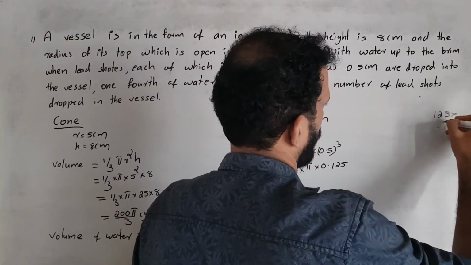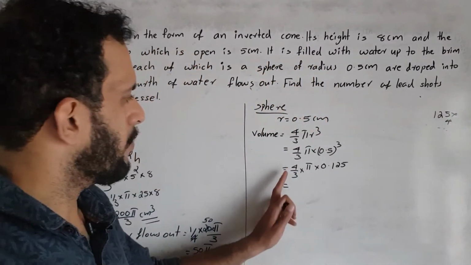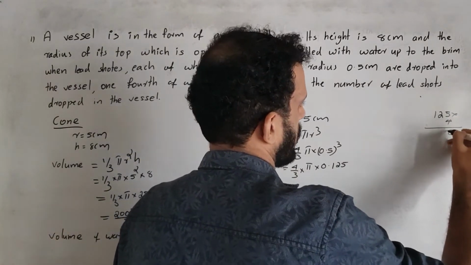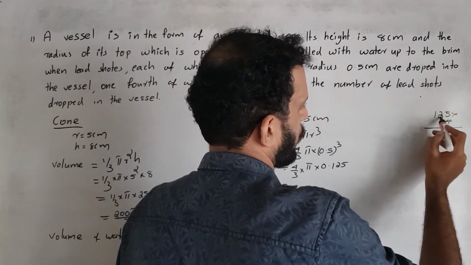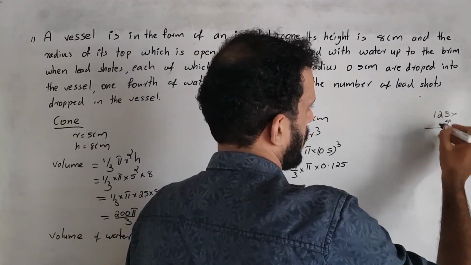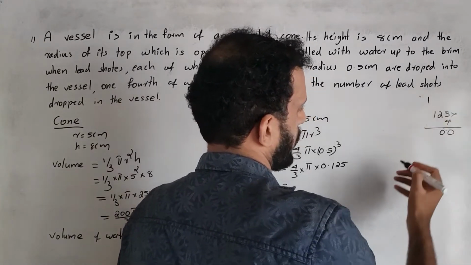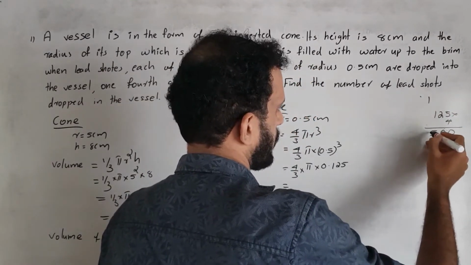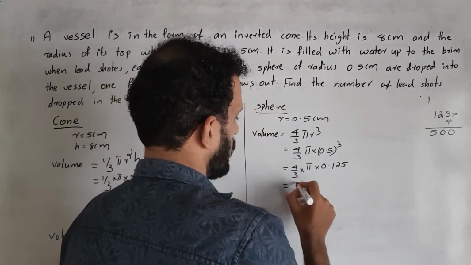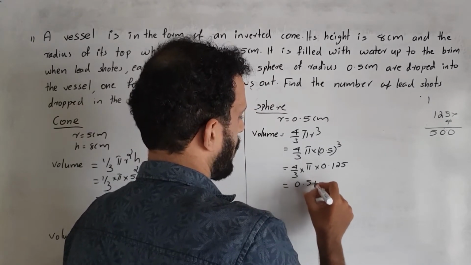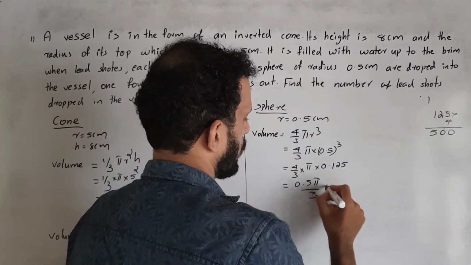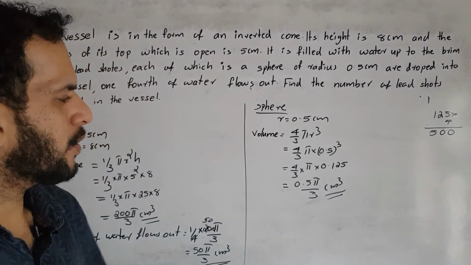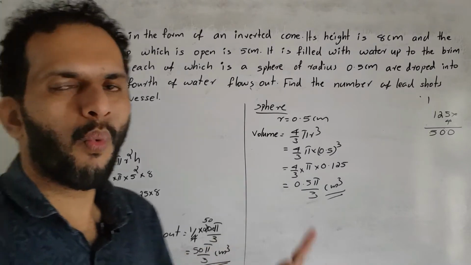Multiplying 4 into 125, what do we get? 4 into 5 is 20, write 0 and carry 2. Then 4 into 2 is 8, 8 plus 2 is 10. Then 1 into 4 is 4, plus 1 is 5. So we put the decimal point after 3 digits. So we get 0.5 pi by 3 cubic centimeter. This is the volume of one lead shot.